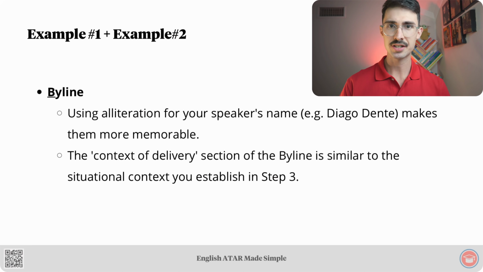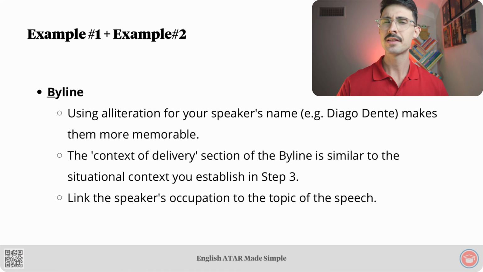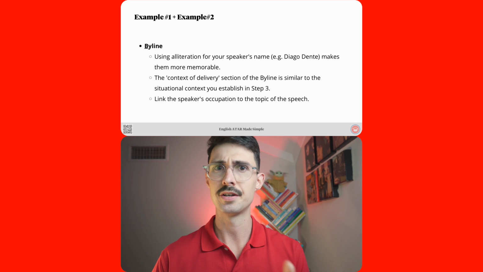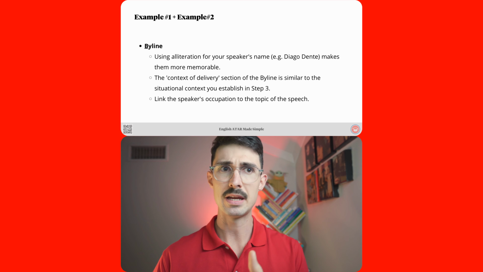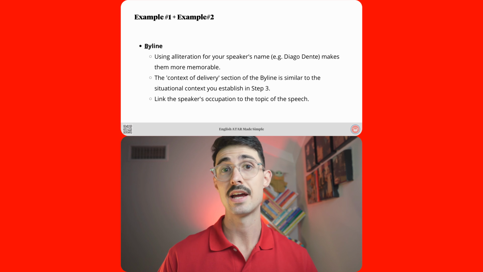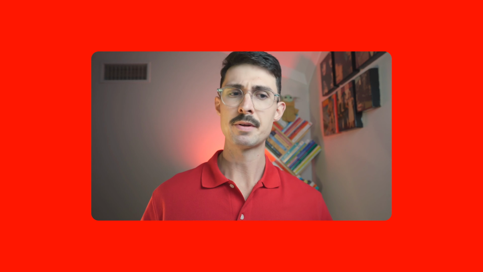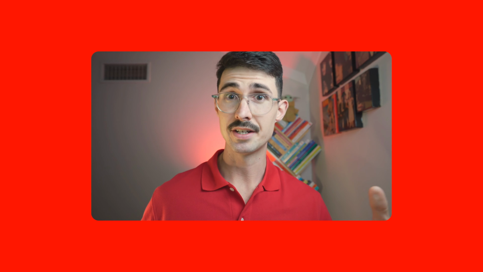Secondly, the context of delivery section of the byline is similar to the situation context you establish in step 3 of the planning steps. Thirdly, link the speaker's occupation to the topic of the speech. For example, Diago Dente was the CEO of Undistracted, a company that helps people develop strategies to manage their ADHD. The topic of the speech is mastering ADHD. That's some important stuff regarding the title and its 3 elements.